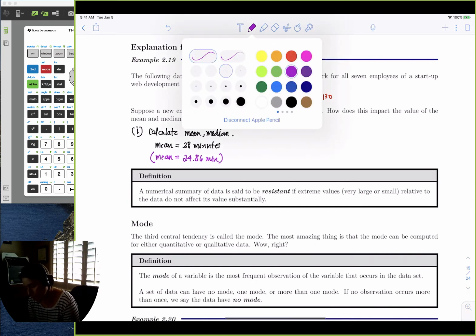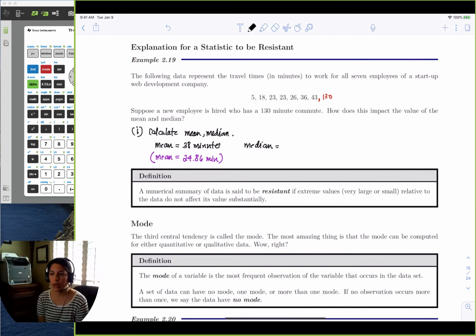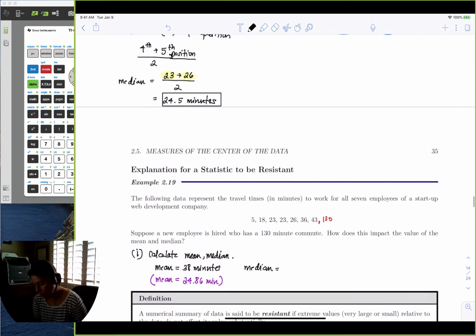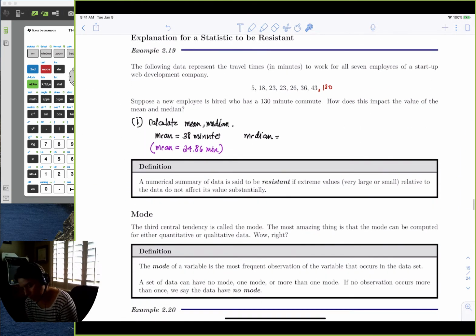Okay, and then if we looked at the median of this new set, it's actually going to be the same as before, because notice that this is weighted. If I go back up here, notice this 70 here is weighted over here. Well, let's say I just change that to 130. It still means that it's 8 numbers of data, and I take the fourth and fifth and find the average, right? And so it's still going to be 24 and a half. It just means that 70 turned into a 130. So that would be 24 and a half minutes, right?